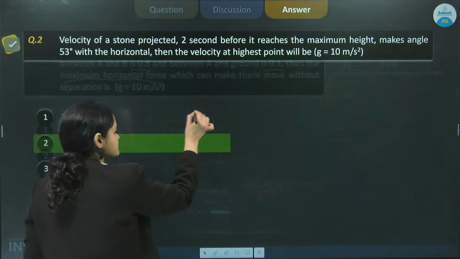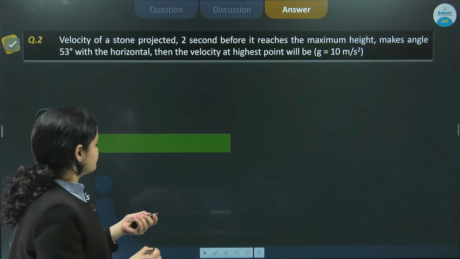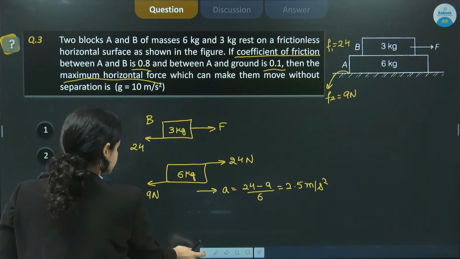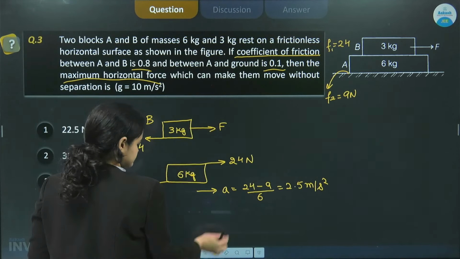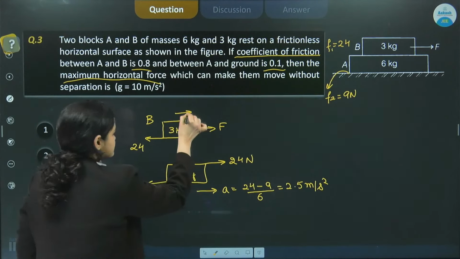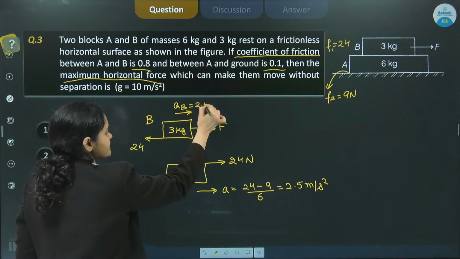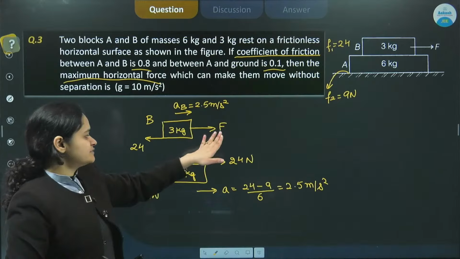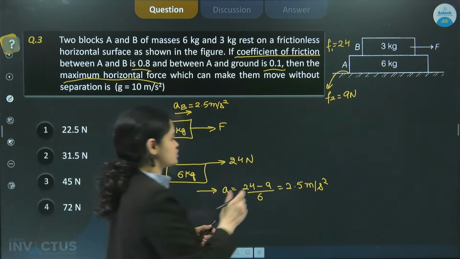So if B is also accelerating with the same acceleration, the acceleration of B is going to be 2.5 meter per second square. Then we can find the maximum force, because after this force A and B are going to separate from each other.